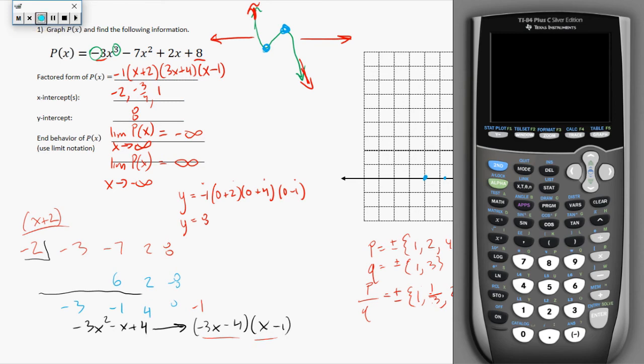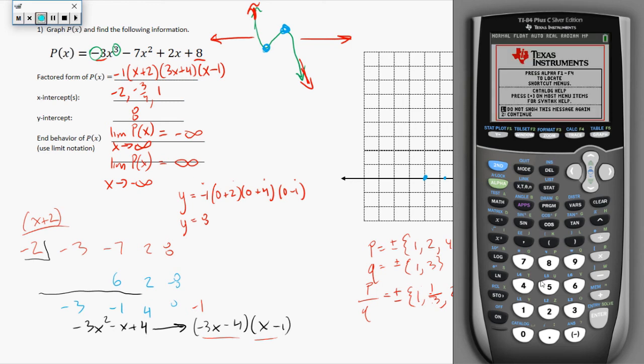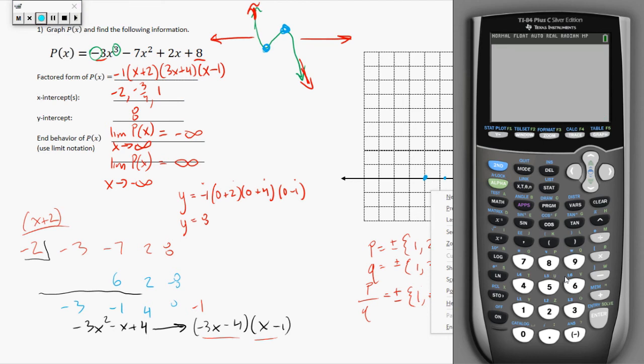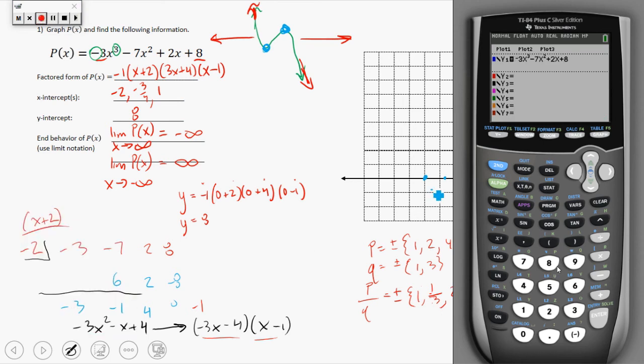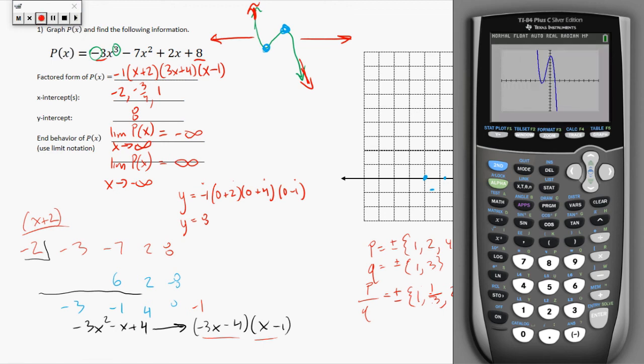Okay, so what you're going to do on your calculator is go to y equals, and we're going to type in the function. I already have it typed in here, and if we hit graph, you'll see that's what the graph should look like. And what we want to do is find the coordinates of this point here and this point here.